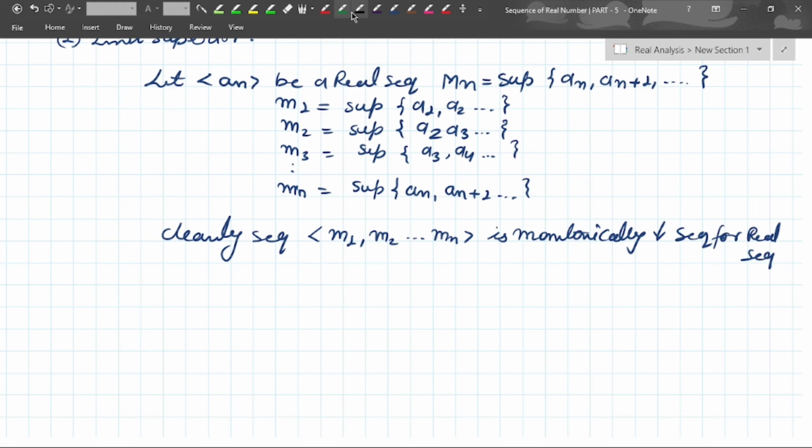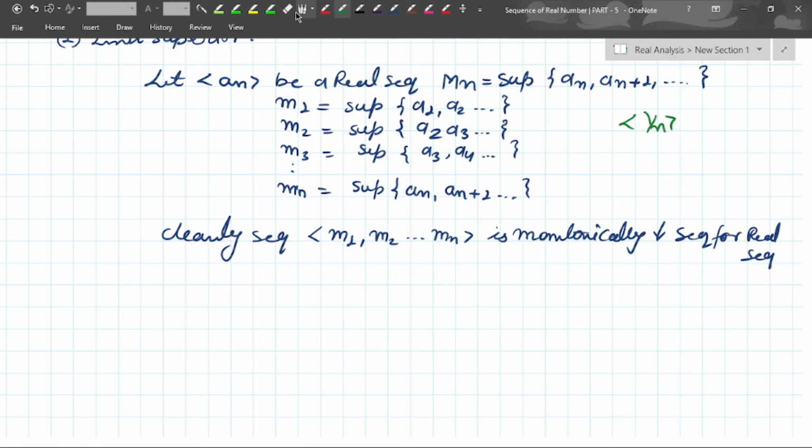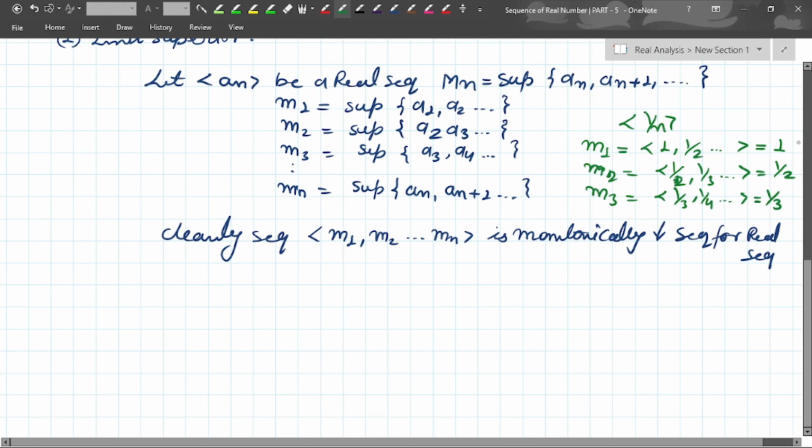Let's just take an example, 1 by n. What is the supremum of this? Starting from 1, 1 by 2, 1 by 3, the supremum is 1. Now if I remove the first term, it is 1 by 2, 1 by 3, and the supremum is 1 by 2. Again, for 1 by 3, 1 by 4, the supremum is 1 by 3. You can see this is a monotonically decreasing sequence.